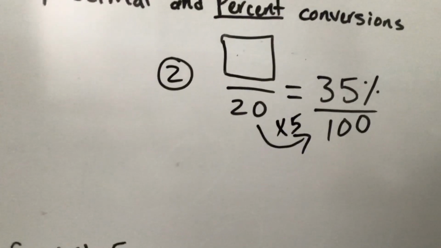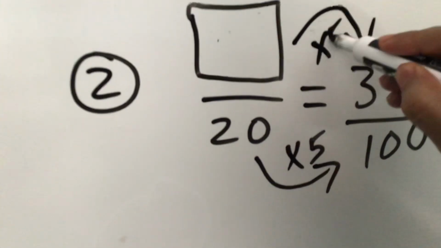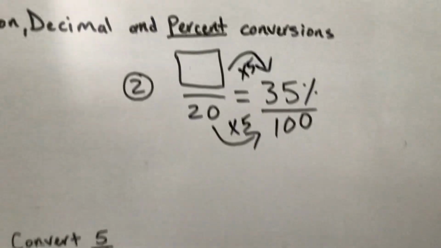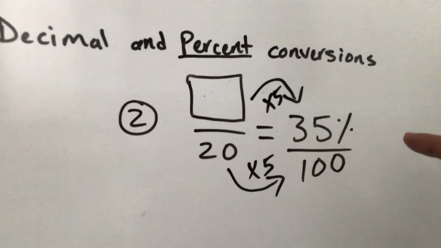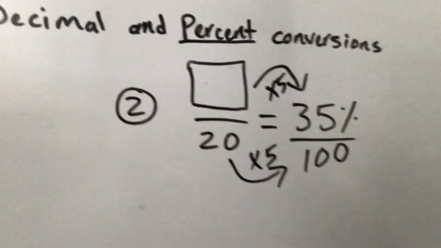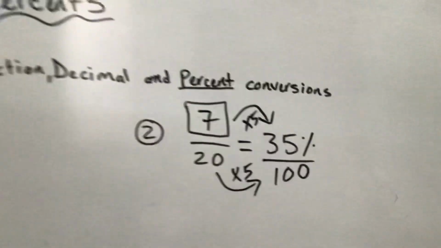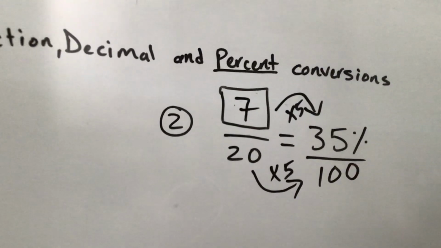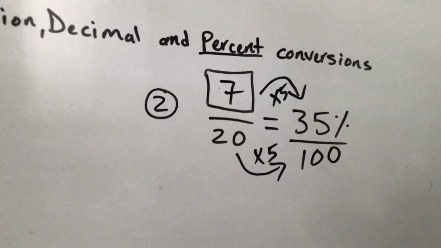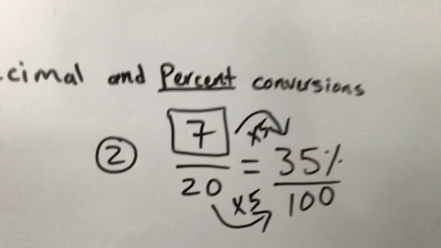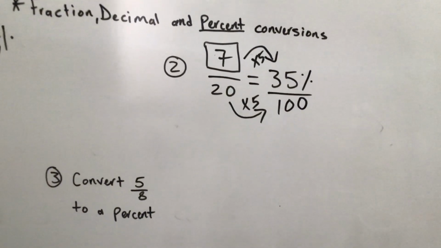And remember that what you do at the bottom, you must do to the top. So times 5 on top. Now all you've got to do is ask yourself, what number times 5 will equal 35? And as you can see, if you know your multiplication tables, which you should, you can figure out that it's 7. 7 times 5 will give you 35. So with that being said, 7 is the missing number in our final answer for number 2. Very basic.